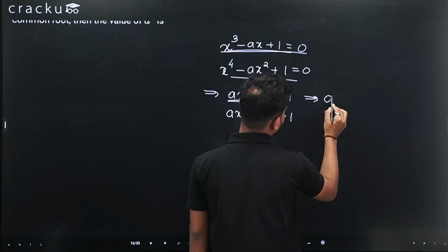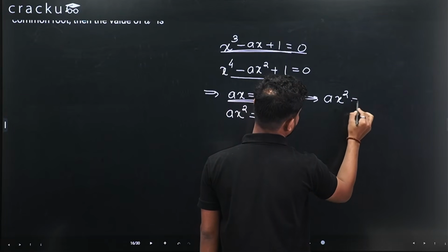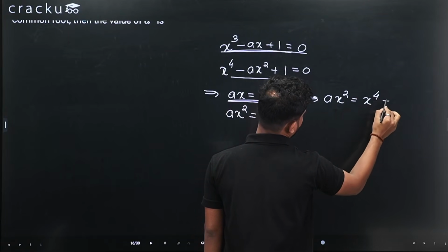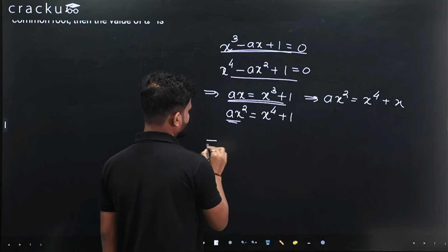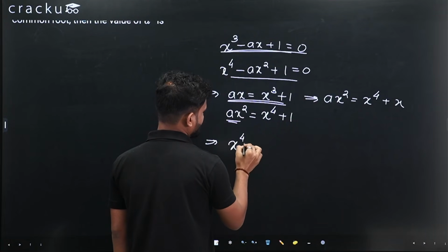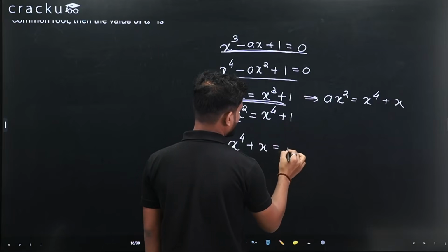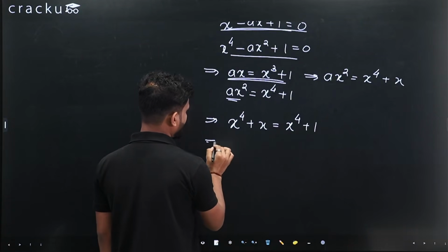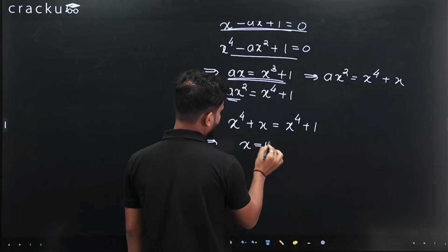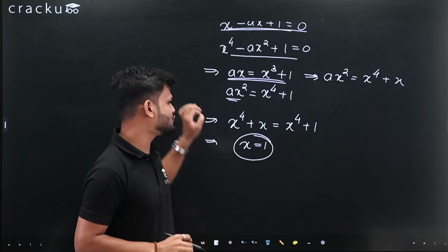If I multiply both sides, I get ax square equal to x raised to 4 plus x. This is also ax square. So both sides will be equal. So x raised to 4 plus x will be equal to x raised to 4 plus 1. And from here I get x is equal to 1. And this is the common root which we want. Right?